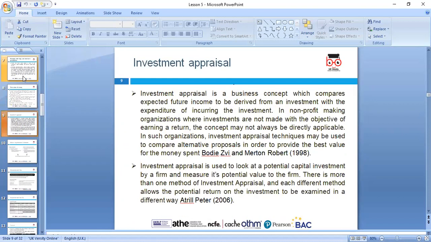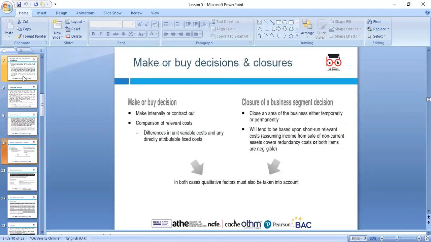Okay, so investment appraisal is a business concept which compares the expected future income to be derived from an investment with the expenditure of incurring the investment. It is used to look at potential capital investment by a firm and measure the potential value to the firm. There is more than one method of appraisal. Each method shows you the potential return on investment and explains it in different ways. That's what we look at.